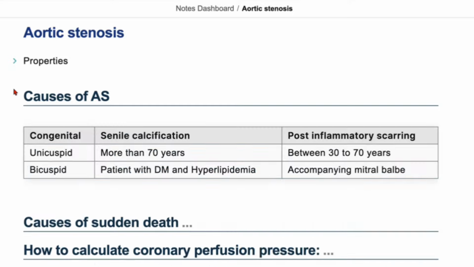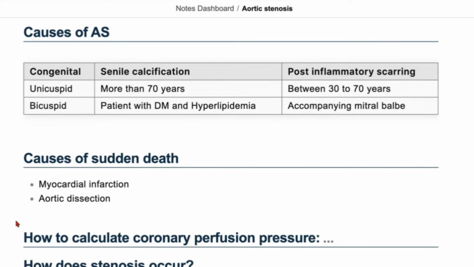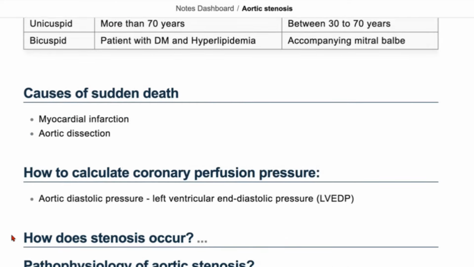What are the causes of sudden death in this condition? That would be aortic dissection and myocardial infarction. And how would you calculate coronary perfusion pressure? So this is calculated by aortic diastolic pressure minus the left ventricular end-diastolic pressure. And how does stenosis occur? This would occur in 4 stages. The first one would be lipid accumulation. The second one would be inflammation. The third then being calcification, and then the fourth being stenosis.